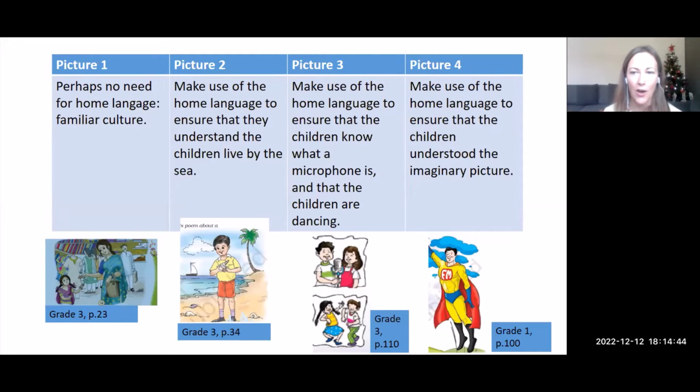So I hope this has helped to think about what, as Mamta has said, the cultural appropriacy of images that we're showing. We need to make sure everyone has the same understanding of those images before we're using it to introduce another language. Okay, let's move to our second strategy now.